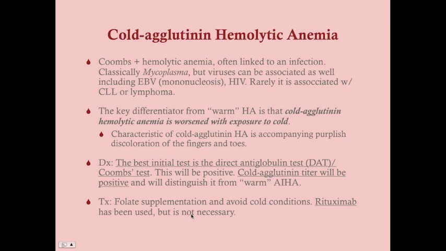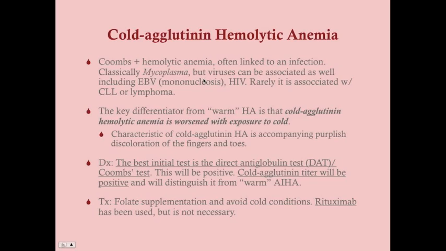The treatment here is going to be folate supplementation and, of course, avoiding the conditions that cause it. This will eventually go away, but you do need to avoid cold conditions to prevent the hemolytic anemia, and that will generally be enough. Rituximab, which is an anti-CD20 monoclonal antibody drug, has been used to some success, but that's only for really bad refractory cases, and it's certainly not necessary. For the USMLE, no, folate supplementation and avoiding cold conditions, wearing gloves, and so forth for cold-agglutinin hemolytic anemia. And the cold-agglutinin titer will distinguish it from warm autoimmune hemolytic anemia if you've got the symptoms that are pointing you towards cold-agglutinin.